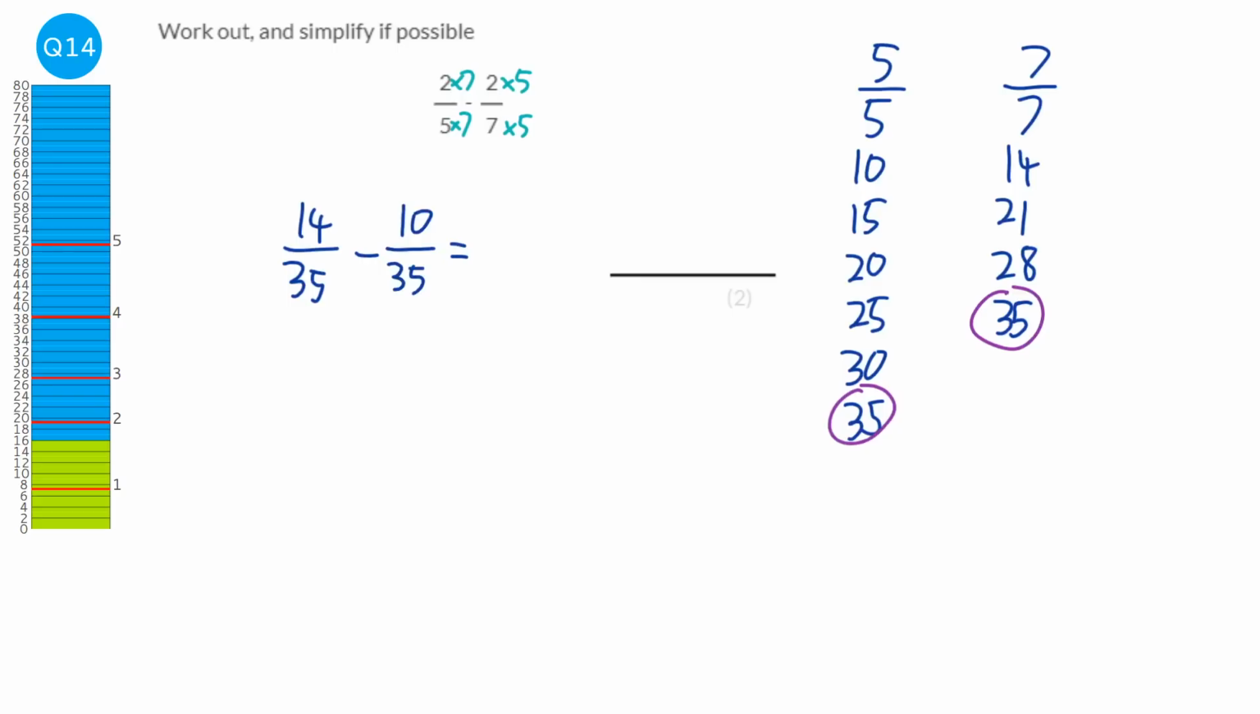Then when we have that, we take away the numerators. So 14 take away 10 is 4, and that just leaves 4 over 35. So we can see whether we can cancel it, and we can't. So the answer is just 4 over 35.